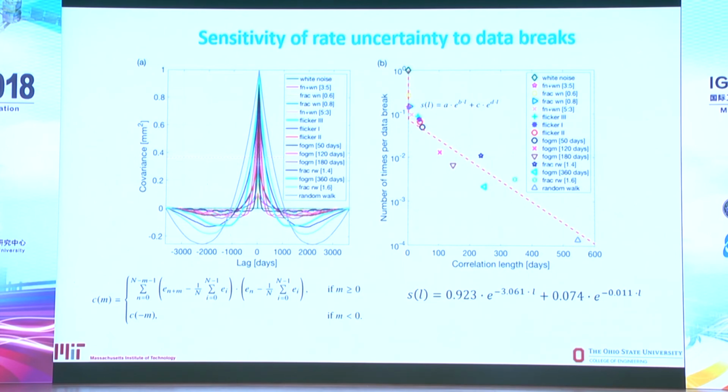It has two terms. The first term accounts for the very rapid decrease in the sensitivity at the very beginning, and the second term accounts for the slower exponential decay.